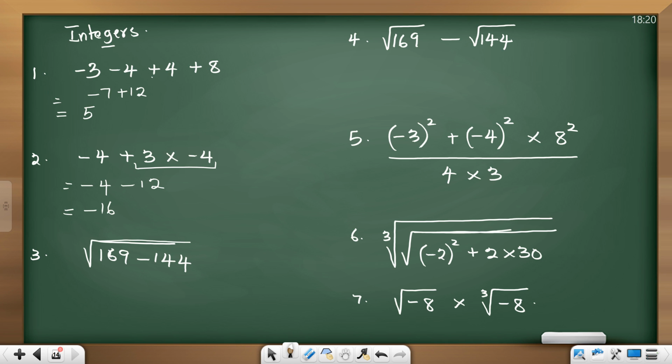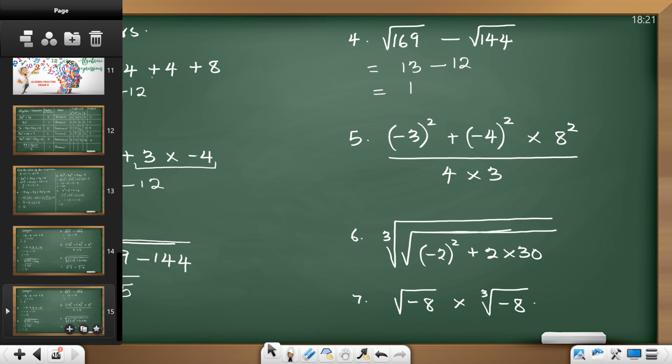Here we deal with whatever is underneath the square root. Okay, and what would that be? 169 would be, the square root of 25, right? Yes, and what's the square root of 25? 5. Here, the square root of 169 is 13, and the square root of 144 is 12, and our answer is 1.